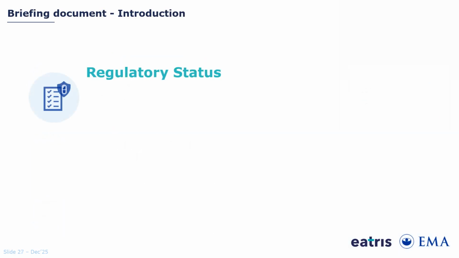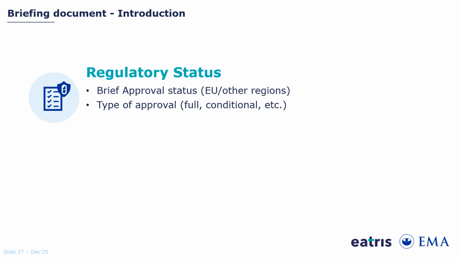In the regulatory status section, applicants should outline the product's current regulatory status, including approvals, special designations, and prior regulatory interactions, in the EU or beyond. If the product is already authorized in the EU or other regions, the type of approval, for example full, conditional or hybrid, and any post-approval commitments should be specified. If not yet authorized, the planned submission strategy and timelines should be stated.